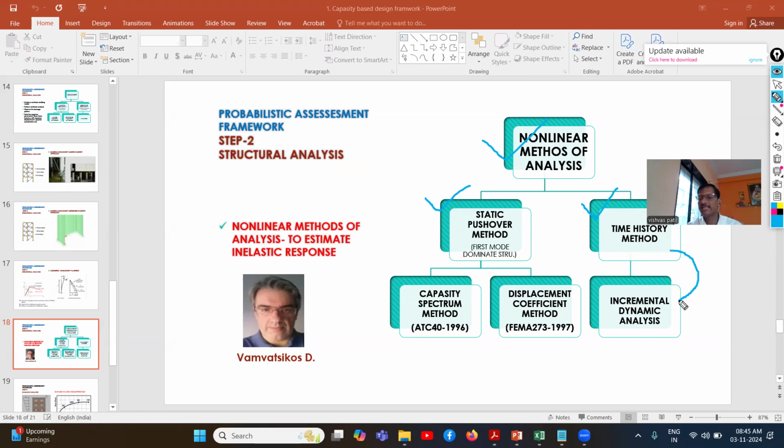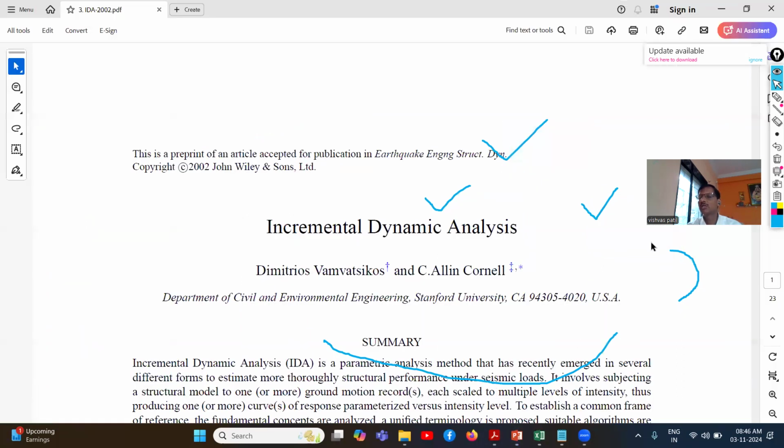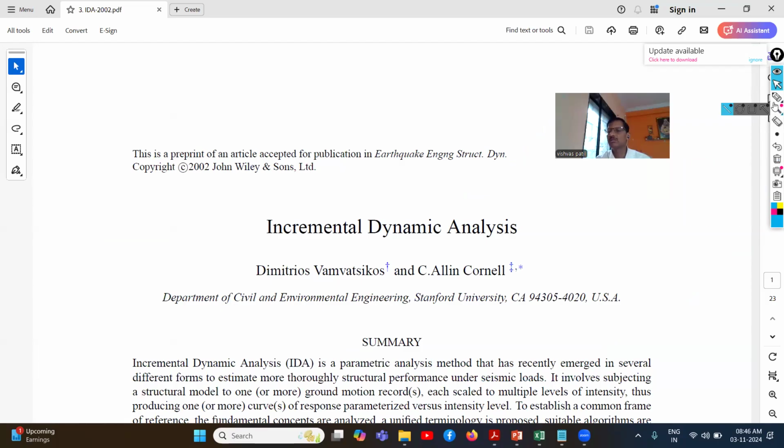The next part of this is incremental dynamic analysis, where the ground motion is applied with increasing intensities up to failure. That is the basis of incremental dynamic analysis. This method was developed by a researcher, Vamvatsikos, and his work was published in an ASCE journal. So this was the paper. For beginners, I recommend referring to this particular paper because all the details about the incremental dynamic analysis method are discussed in brief.